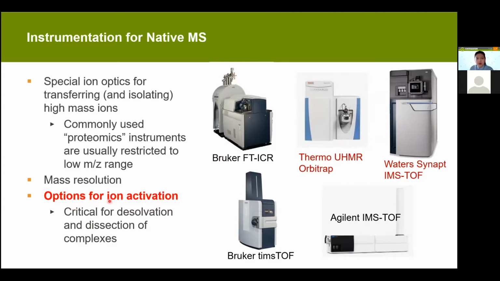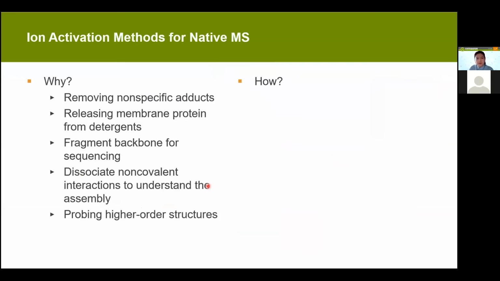The options for ion activation are actually extremely important for native mass spectrometry, which I'll discuss a lot more, because it's critical for dissociation and dissection of protein complexes. The options for ion activation can be a limiting factor depending on which platform you're using. But there are a lot of efforts trying to commercialize and make this workflow more streamlined. I'll be showing a little bit more detail in the next few slides.